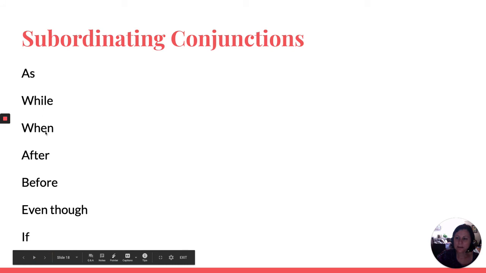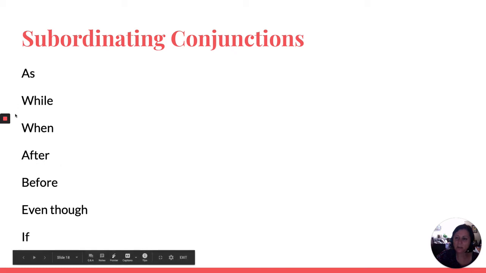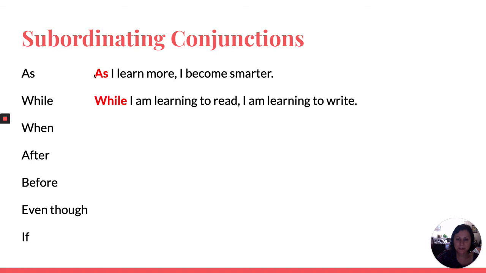Here are some common subordinating conjunctions. There are many in English, but I want to just talk about these common ones. As, while, when, after, before, even though, if. As I learn more, I become smarter. This has the same meaning as while. While I'm learning to read, I'm learning to write. Again, these are parallel things. These are things happening at the same time.